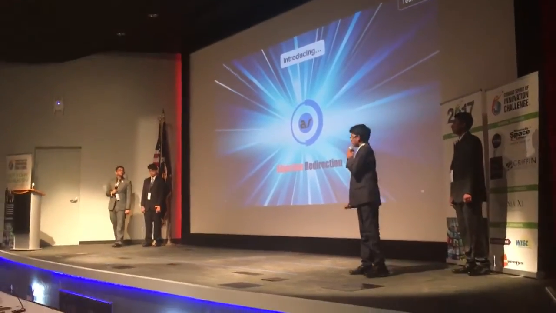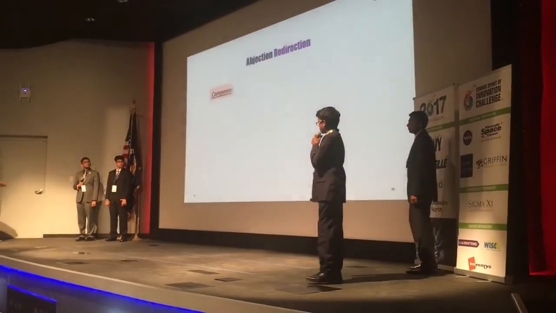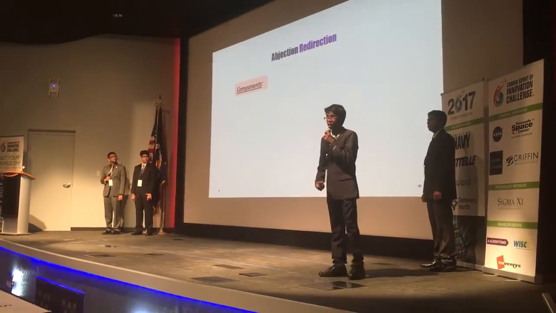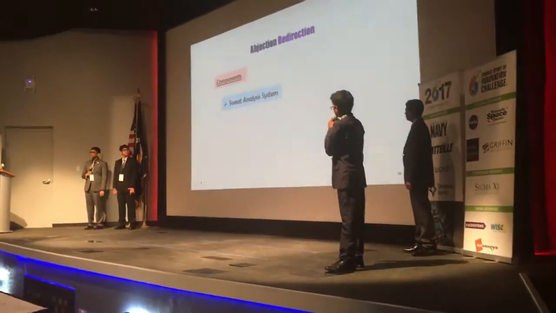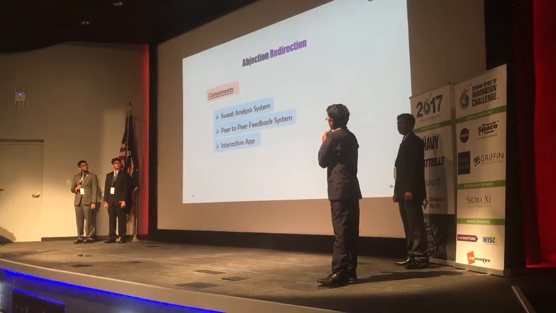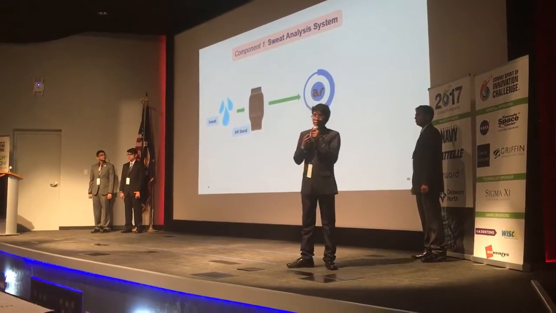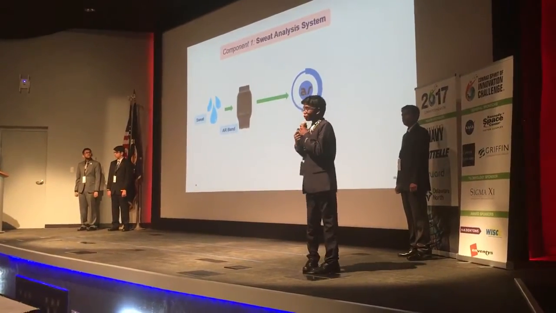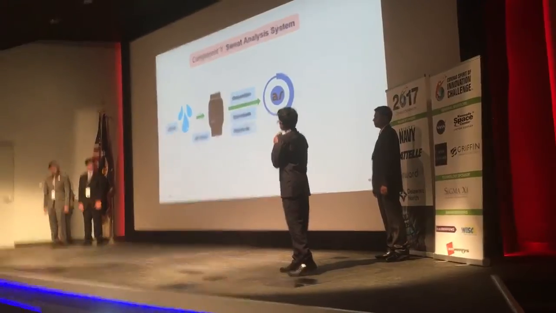Introducing AR, Abjection, Redirection. AR is designed specifically to predict and prevent depression. It consists of three main components: the SWOT analysis system, the peer-to-peer feedback system, and the interactive map. The SWOT analysis system includes a risk map, which consists of an array of sensors which will scan the SWOT for three specific hormones: dopamine, serotonin, and oxytocin.